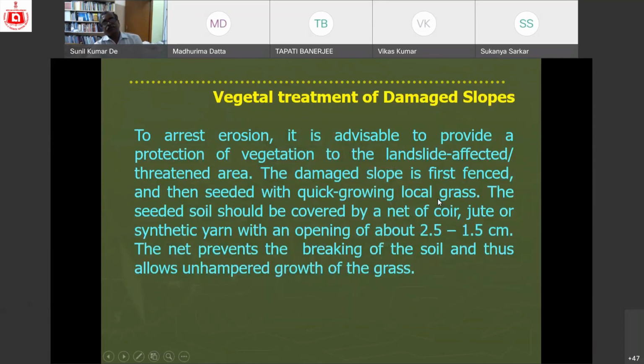Now, vegetal treatment is one of the most important. NDMA, the National Disaster Management Authority, and NIDM, the National Institute of Disaster Management, are now disseminating the biotechniques of landslide protection. These bioengineering techniques are very important in some cases because they are also giving a free supply of vetiver grass to those who want to secure their surrounding land, hill slope areas. And this grass can grow if you treat it properly.